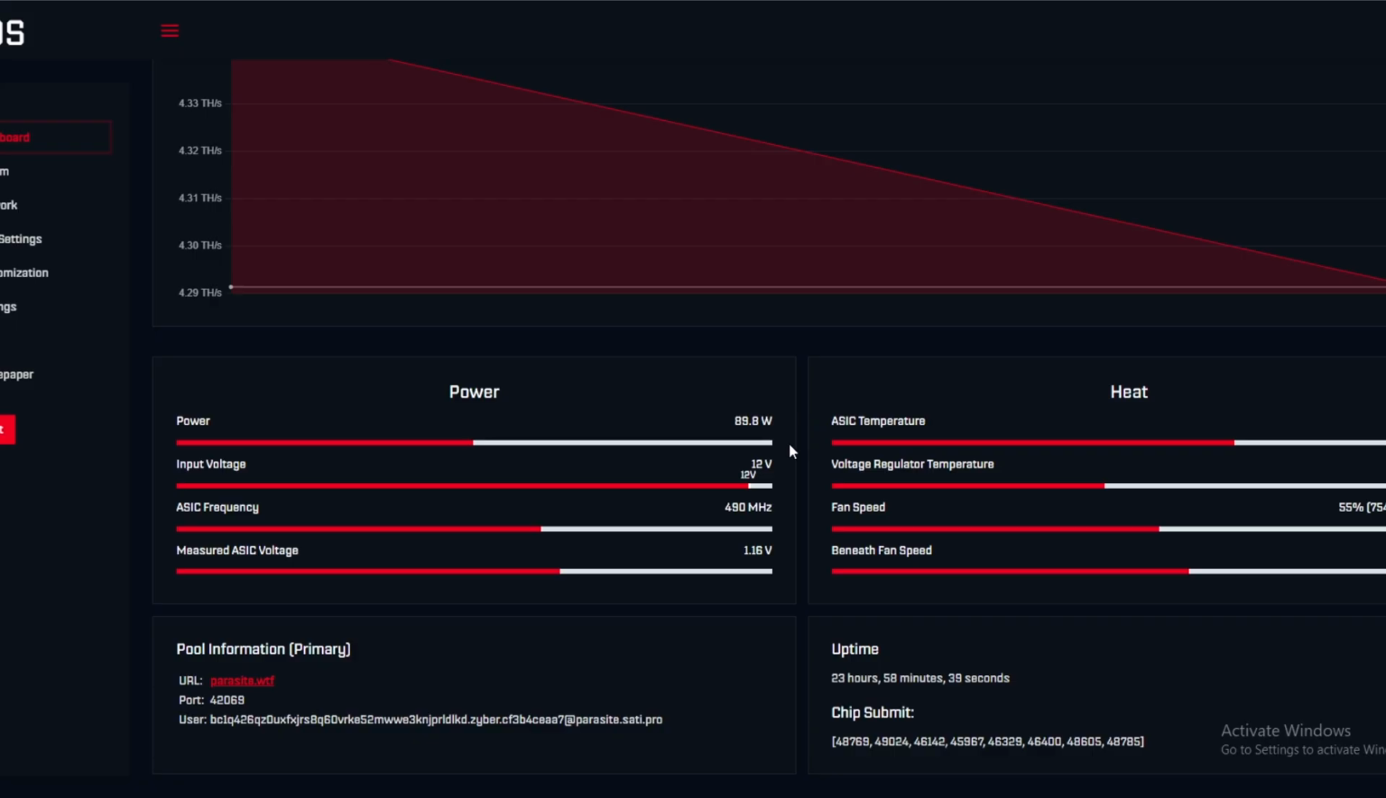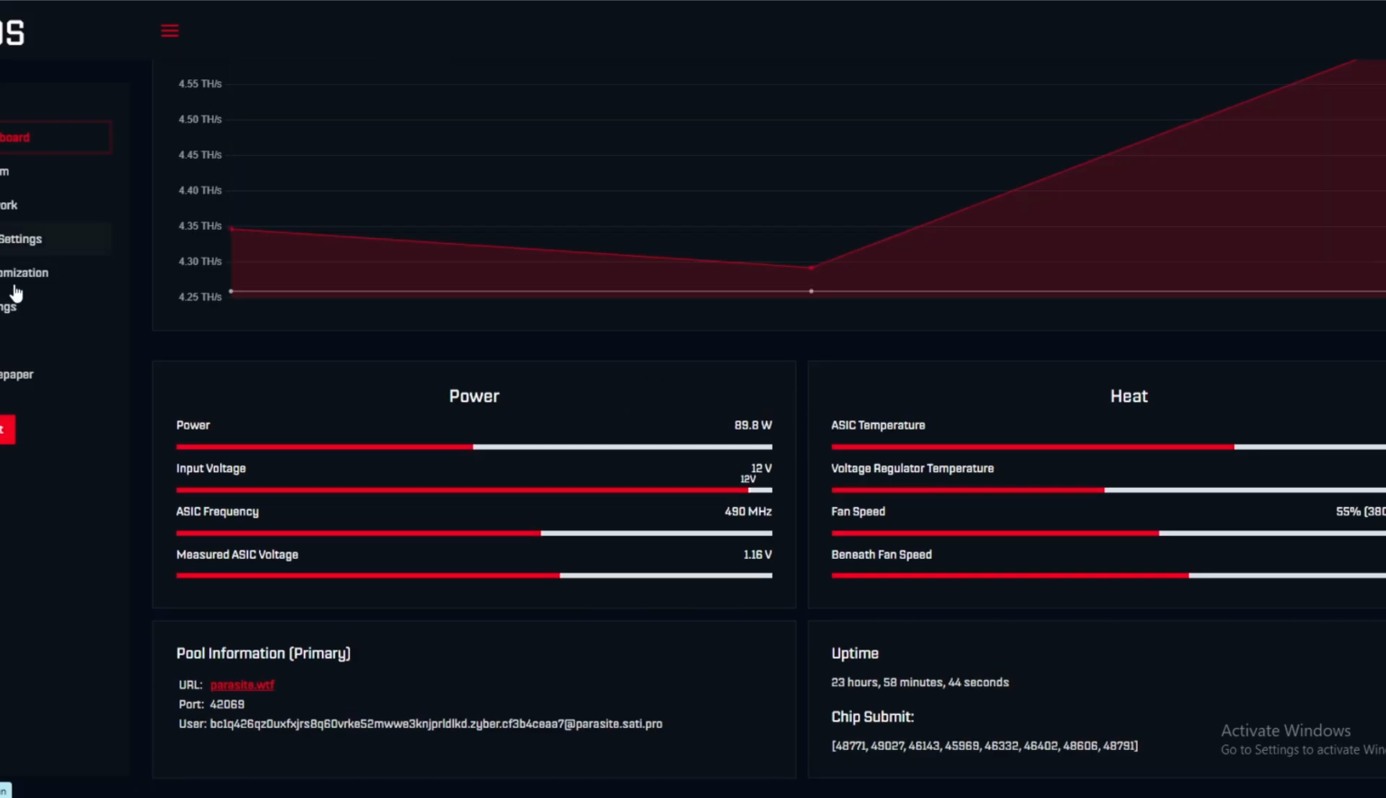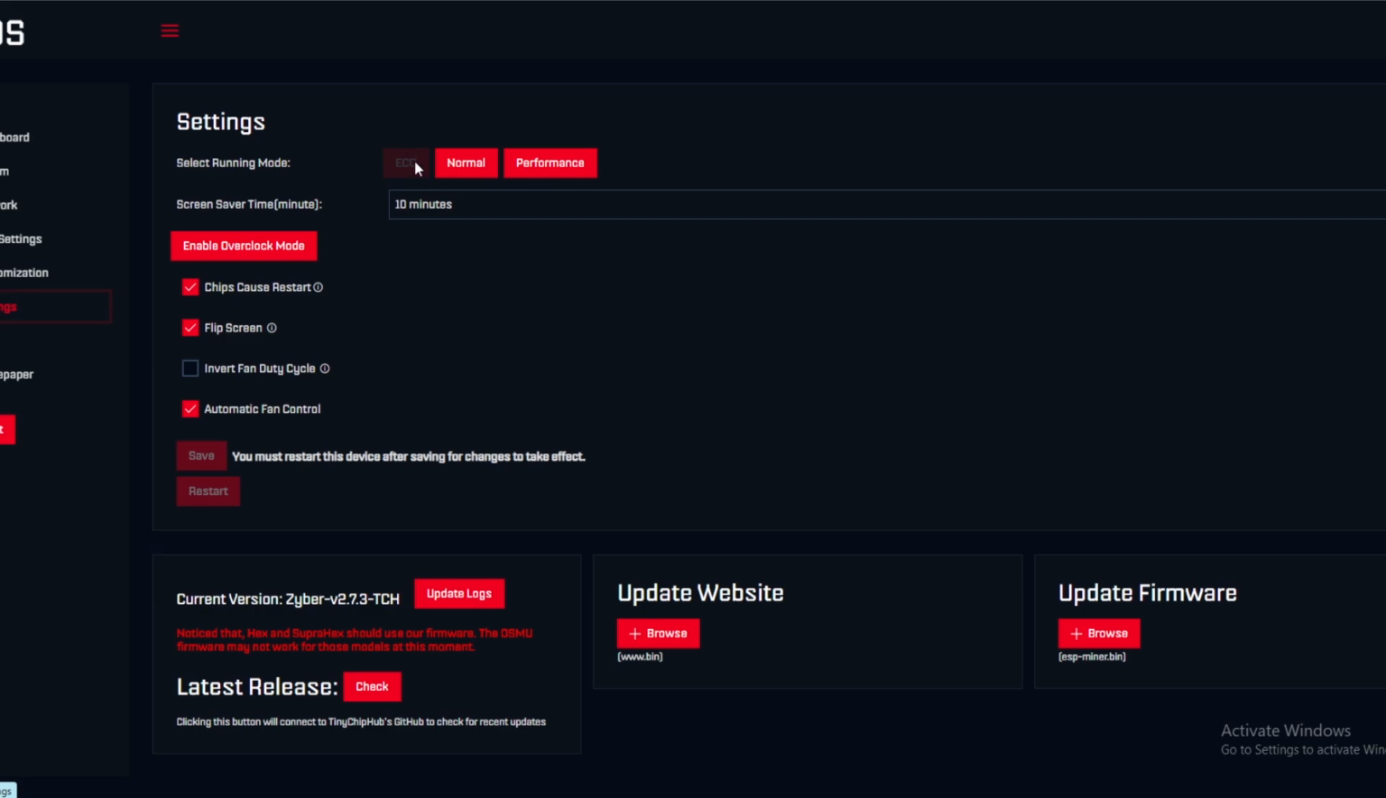So with the power, we've got around 90 watts. This is on the eco mode. So eco mode is actually very good. It's pretty efficient. Normal mode is going to give you maybe 5 to 6 terahash, and then performance mode will give you around 6 to 7 depending on.